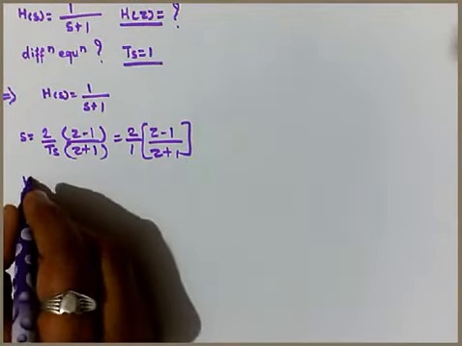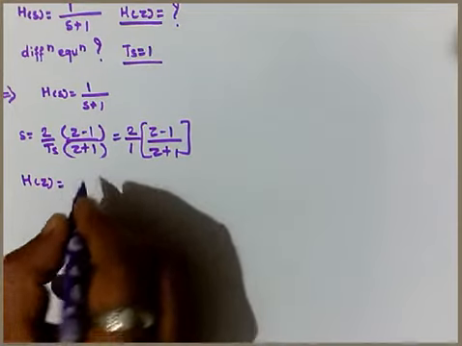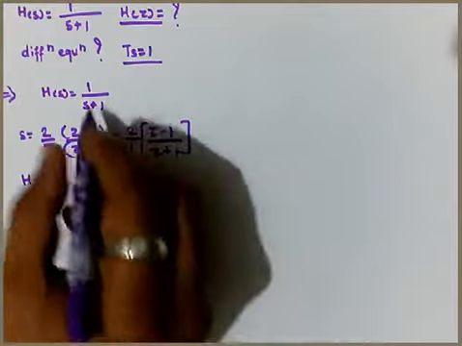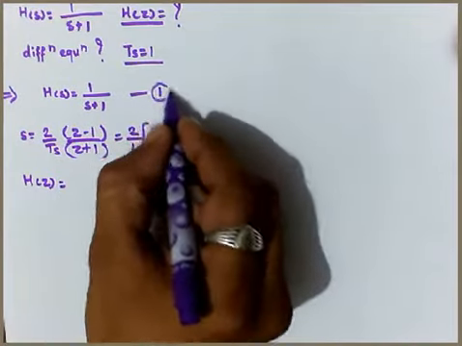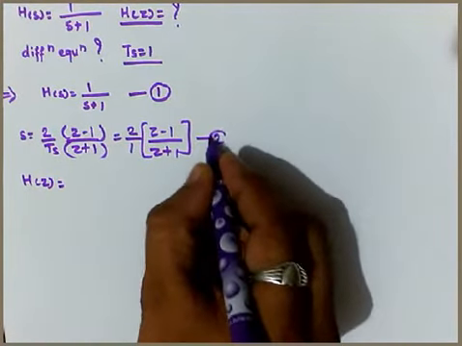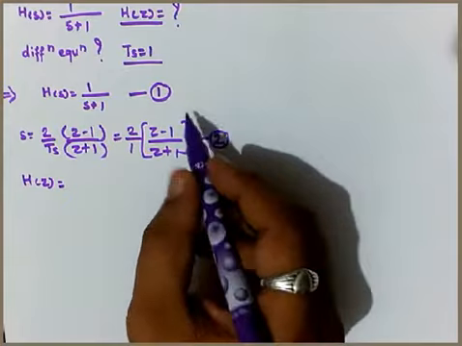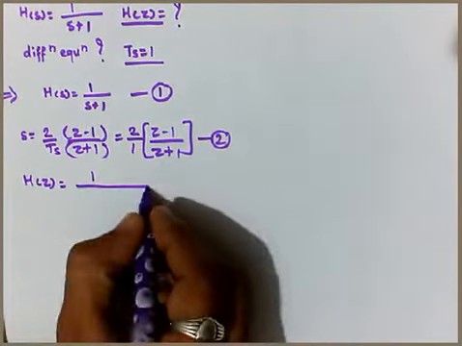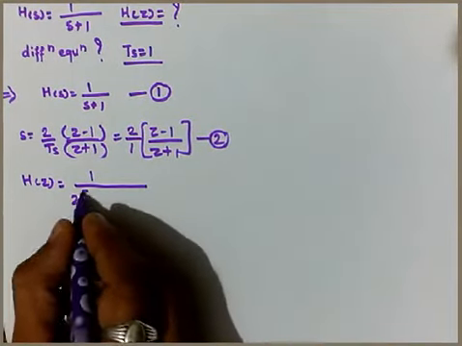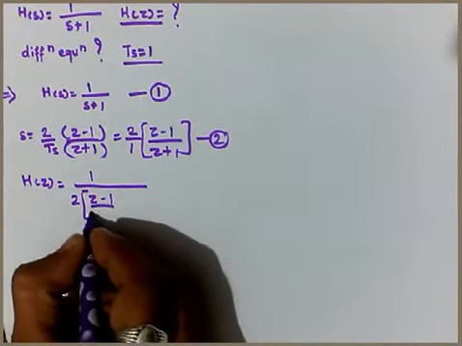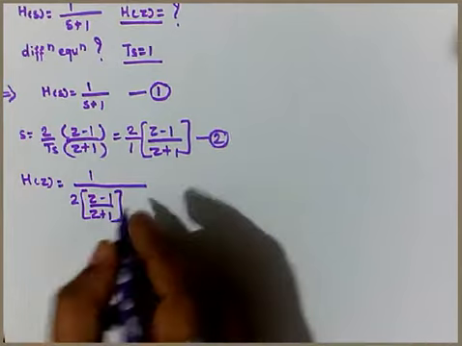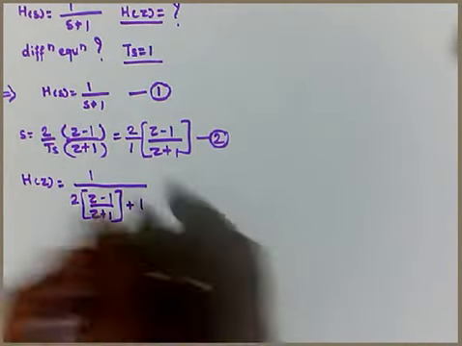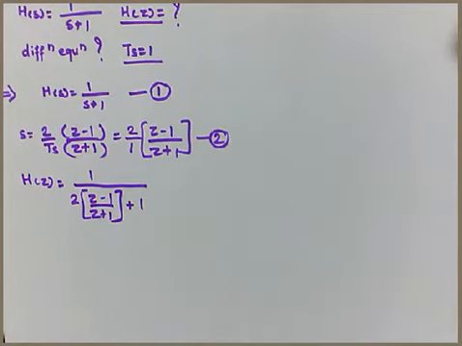Now h of z will become, just by putting this value in the expression of h of s, let's say it is this equation, and right now by using equation 2, equation 1 will become h of z is equal to 1 upon s, which is nothing but 2 into z minus 1 by z plus 1 plus 1. So this is what the equation is.